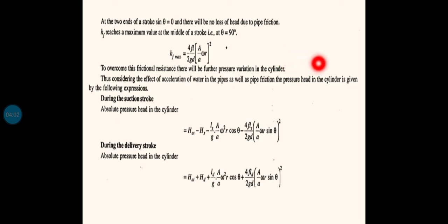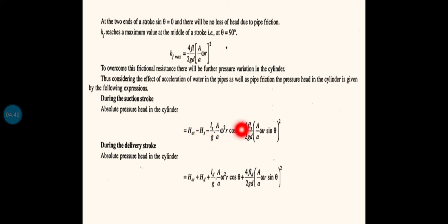To overcome this frictional resistance, there will be further pressure variation inside the cylinder. Thus, considering the effect of acceleration of water in the pipe as well as pipe friction, the pressure head in the cylinder is given by the following expression. Now we are combining everything together. During the suction stroke, the pressure head inside the cylinder will always be less than the atmospheric pressure. So H atmospheric minus Hs, this term is constant. That is that rectangular part of the indicator diagram, I think you will be remembering, H atm minus Hs.